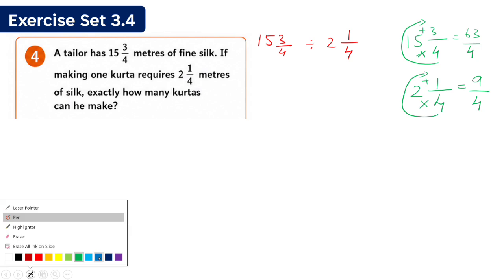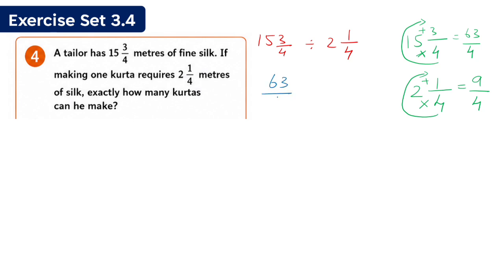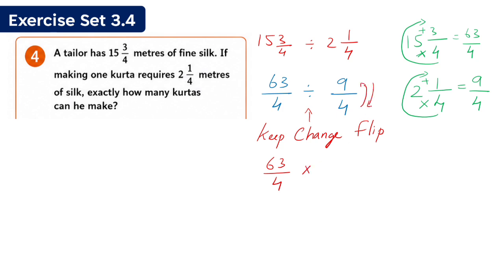So these mixed numbers are now 63 over 4 divided by 9/4. How do we divide fractions? There is a strategy to divide fractions, which is keep, change, flip. Which means we keep the first fraction 63 over 4 as such, and we change the division symbol to a multiplication symbol. And then we flip the second fraction, which means we write the reciprocal of this fraction, which is 4 over 9. So 4 will take the place of the 9 and 9 will take the place of the 4. And we can then just multiply and simplify as required.